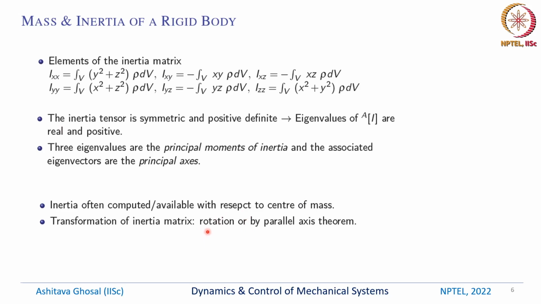There are 2 of them which are possible. One is rotation, or by parallel axis theorem. Parallel axis theorem is translation from the CG to another point, and rotation is at the CG. If we have two coordinate systems A and B, we can relate the inertia matrix in the A coordinate system and in the B coordinate system by multiplying by the rotation matrix ABR.